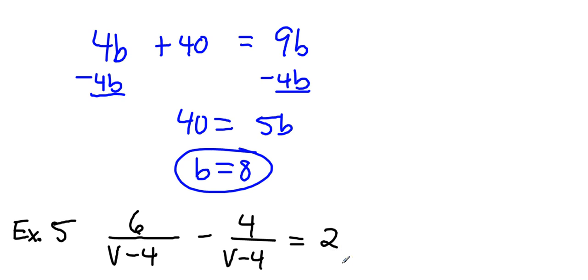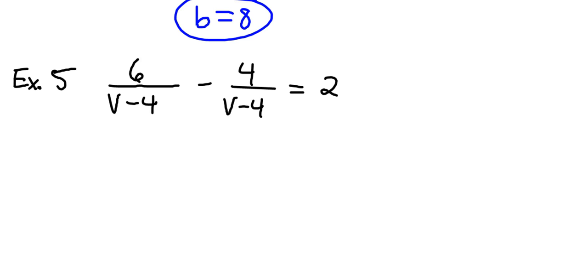Okay, so for example 5, to make the denominators a little bit more complex. I don't want to say complex, a little bit longer. We'll put it that way, because they're not complex. You just have a little bit more variables to it. So you've got 6 over v minus 4 minus 4 over v minus 4 equals 2.